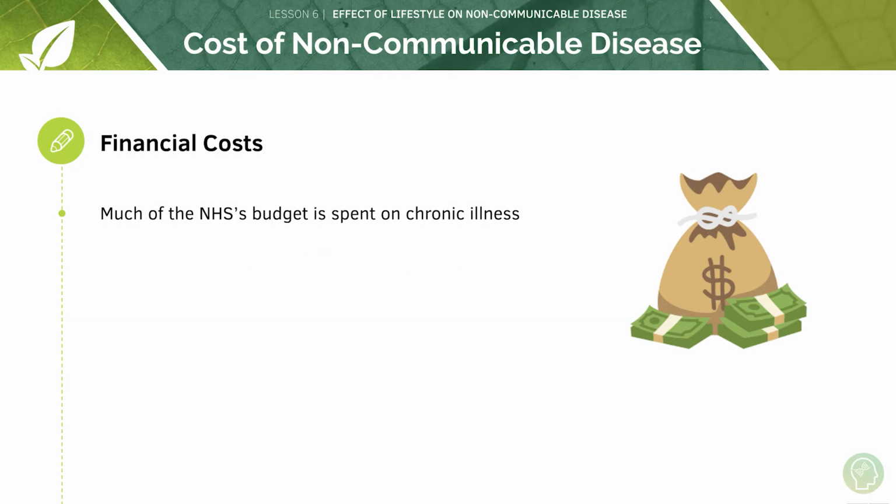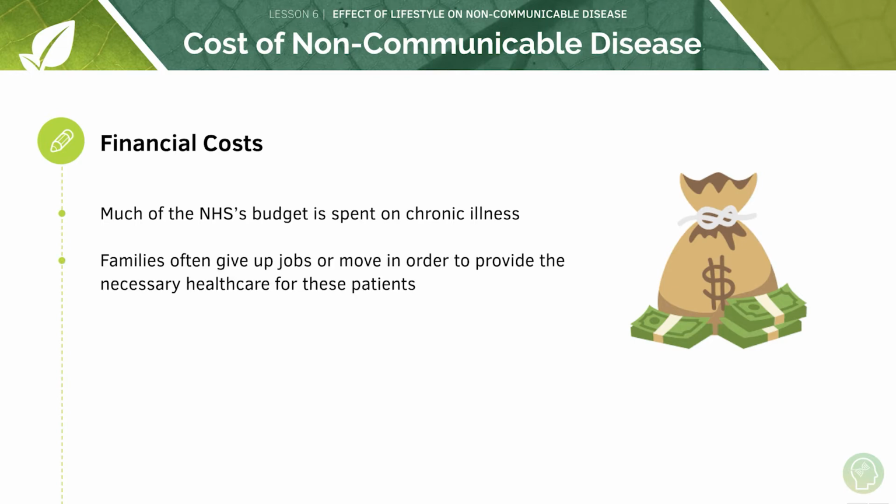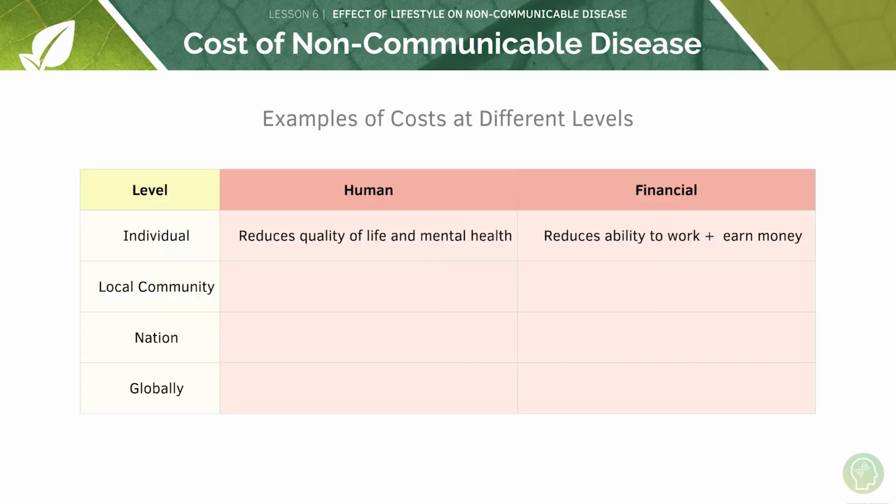But financial cost-wise, much of the NHS's budget is spent on chronic illness, and in addition, families may give up jobs or move in order to provide the necessary health care for these patients. So you can see here how there are various factors that occur as a result of non-communicable disease. And we can look at these on various levels.